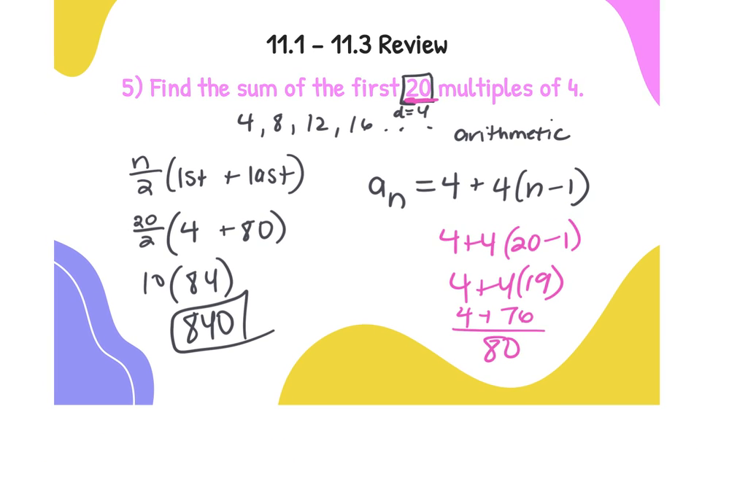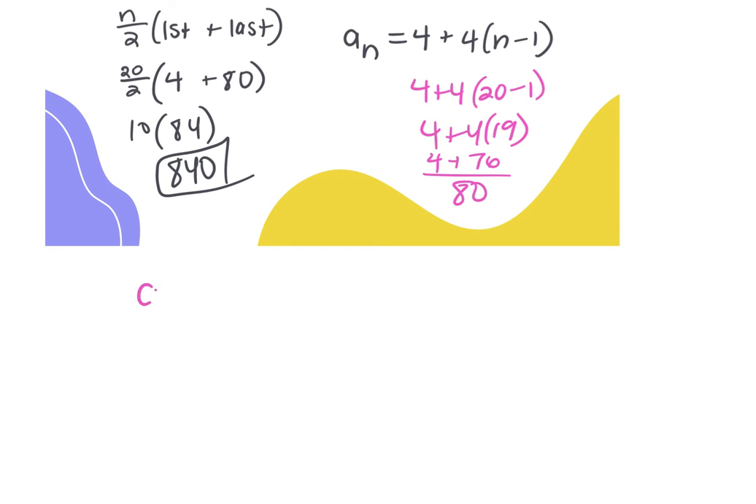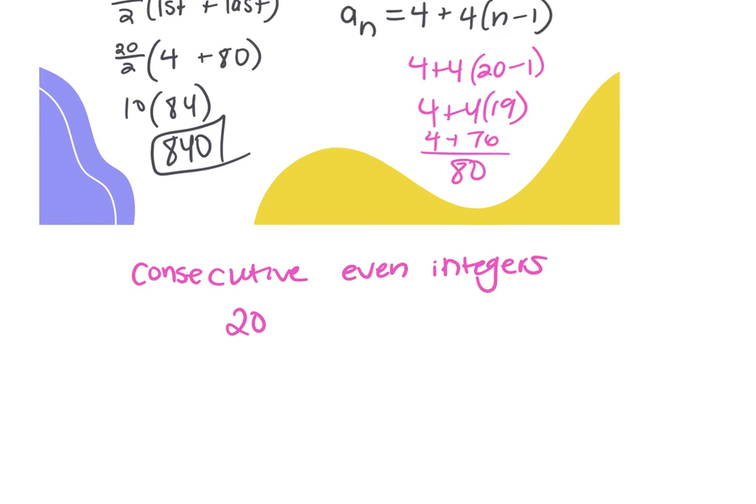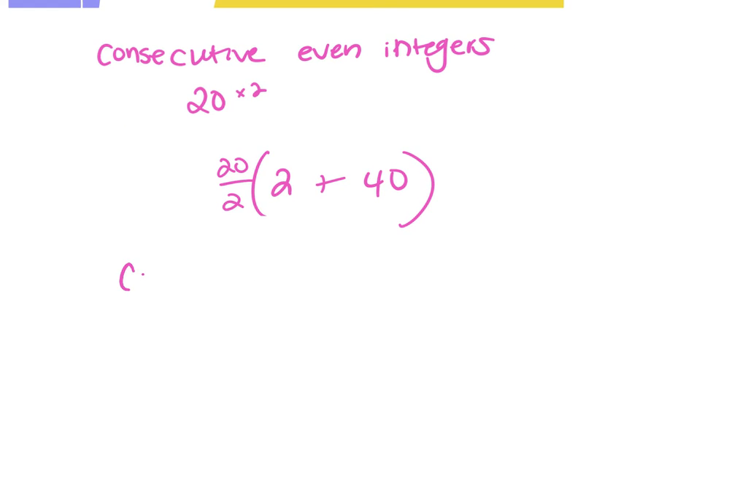We said if it was, obviously the multiples you just multiply out. We said if we're talking about, right, because it's not in here, if it said consecutive even integers, so if there's the first 20 consecutive even integers, 20 is your n, 20 over 2. The first even integer is what? 2. What's the 20th even integer? 20 times 2, 40.